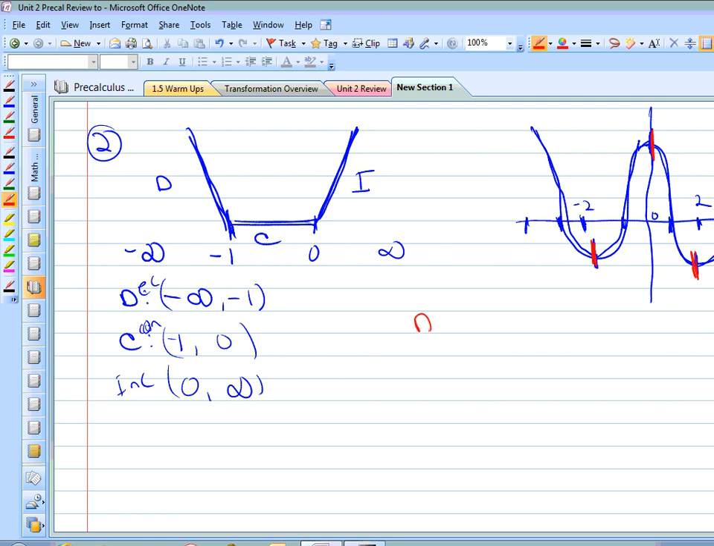Then we would have our decreasing. Let's label it, though. This is decreasing, increasing, decreasing, increasing. So we're decreasing from negative infinity to negative 2. We're decreasing again from 0 to 2. We're increasing from negative 2 to 0, and from 2 to positive infinity. All right, hopefully you get that. Way to go, Bearcats. Let's keep going.